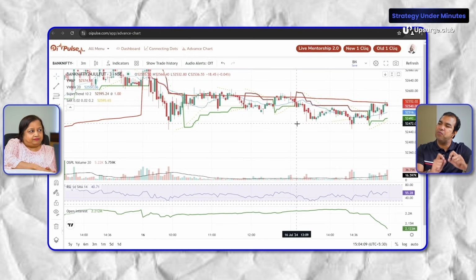VWAP is the most important indicator after open interest on the charts for me. Why? Because volume weighted average price is the area where both the buyer and seller are fighting. Imagine you being a large player, your average price would be mostly in the VWAP area. If it goes far away, they are going to be losing money, and they don't want that. That's the reason you see the bulls or bears bringing it back near this.